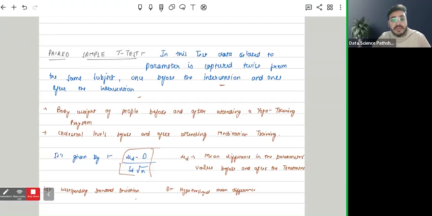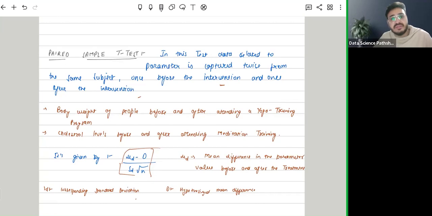In the paired sample t-test, we are saying that data related to parameters is captured twice from the same subject. So the subject remains the same before and after the intervention. Now, what can be the intervention? For example, body weight of people before and after attending a yoga program. Similarly, cholesterol level before and after attending meditation training, right?